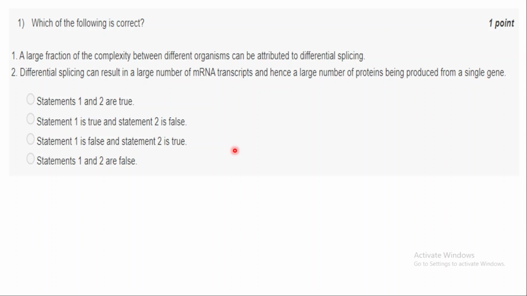Pushpanjay is answering option B. Okay, 1 is true and 2 is false. And what about others?